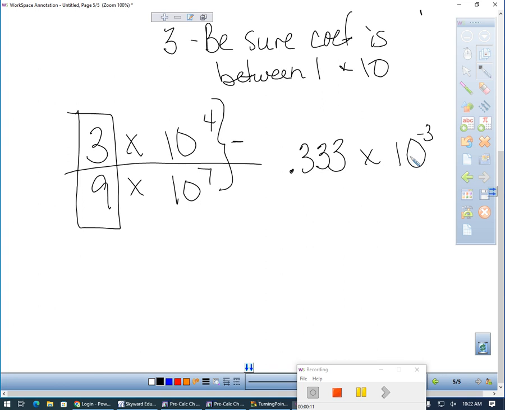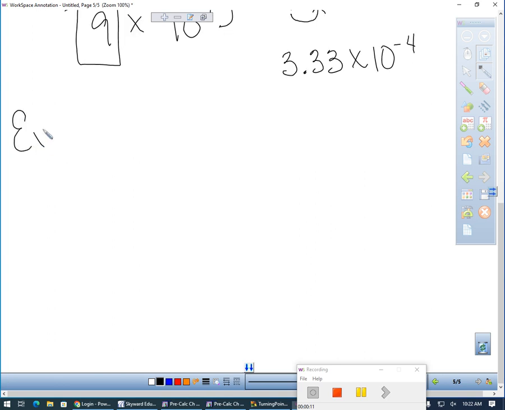Then, looking at your coefficient, is that between 1 and 10? Too big or too small? Too small, which means I'm going to subtract from my exponent however many I have to move my decimal place. This, I'm just moving it 1. So I get 3.33 times 10. I moved it 1, so -3 minus 1 is -4. Okay? All right, so we're going to do example number 3. Example number 3 is going to cover 24 through 32.